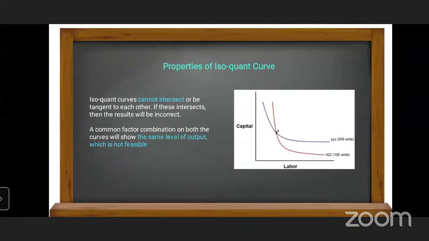Why can they not intersect? Simple point. One isoquant tells you one level of output. So if two isoquants are intersecting, it means there are two levels of output at one point. See, here IQ1 is showing 200, IQ2 is showing 100. Then at point A, it is neither 100 nor 200. And this is inconsistent with the theory. So isoquants never intersect.